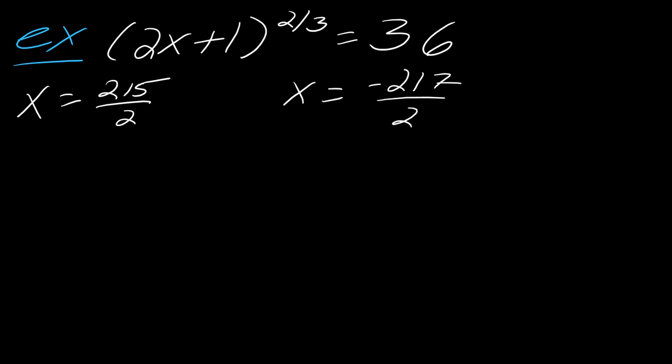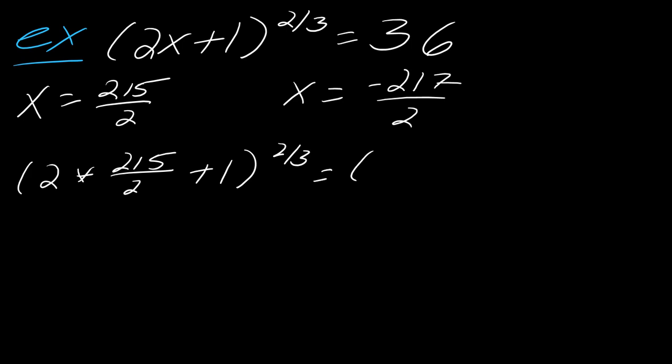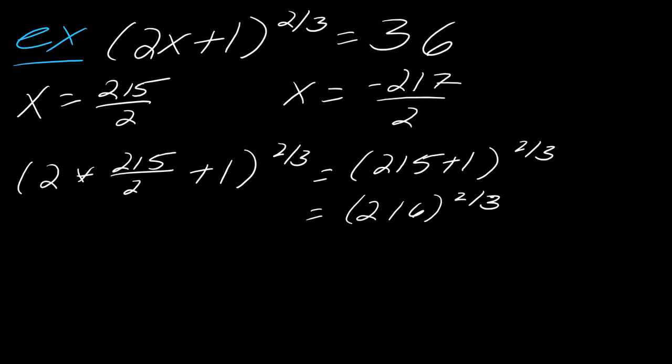So it's not going to be that difficult to check these actually. I know they look like they're fractions, but the nice thing is the 2 is actually going to cancel out. So if I take 2 times 215 over 2, plus 1, to the 2/3, what is that going to give me? That's really just going to give me 215 plus 1 to the 2/3. So that's going to be 216 to the 2/3. So the cube root of 216 is 6, and 6 squared is indeed 36. So we are all good there.